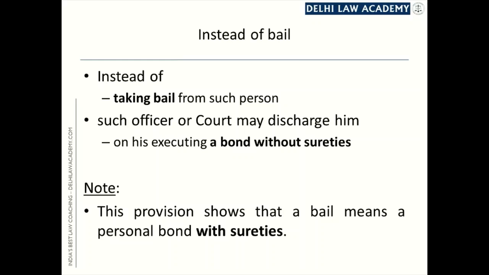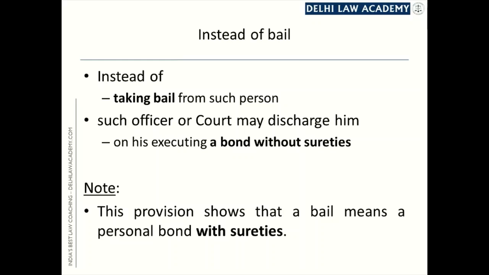Instead of taking bail from such person, the police officer or the court may discharge him on his executing a bond without sureties. This provision indicates that a bail means a personal bond with sureties. Normally, a bail will be required under section 436, but at the discretion of the concerned police officer or court, the accused may be released on executing a personal bond without any sureties also. That is discretionary.